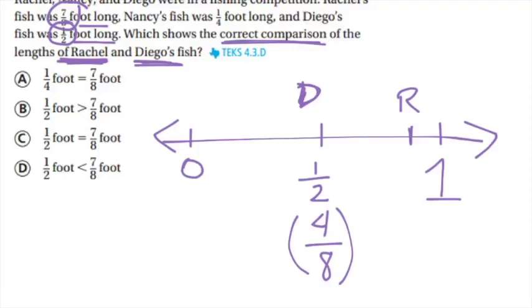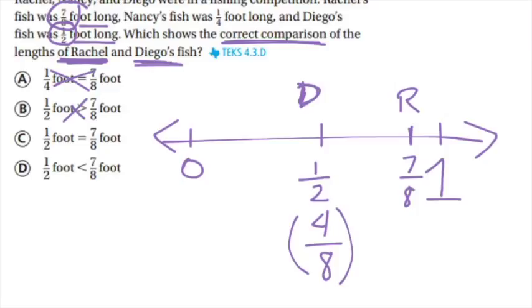So I can see that Rachel's fish of 7/8 is greater than Diego's fish of 1/2. So now let's look at the answer choices. Answer choice A isn't even comparing the right fish. It's comparing Nancy's fish, and we're not supposed to talk about hers. Answer choice B says that 1/2 is greater than 7/8. Well, looking at our number line, 1/2 is to the left of 7/8, so that doesn't make sense. 1/2 is less than 7/8.